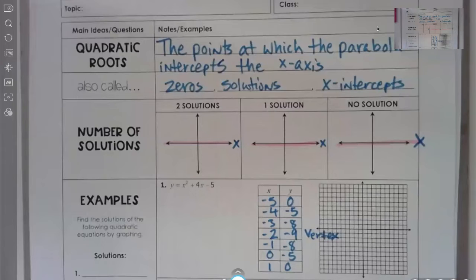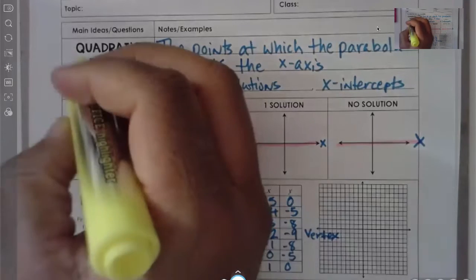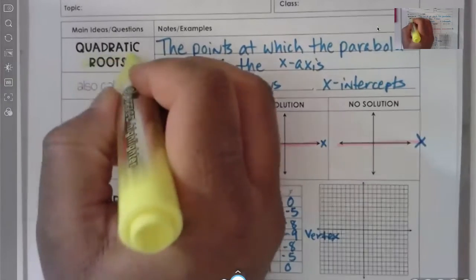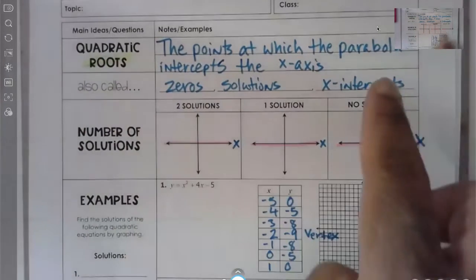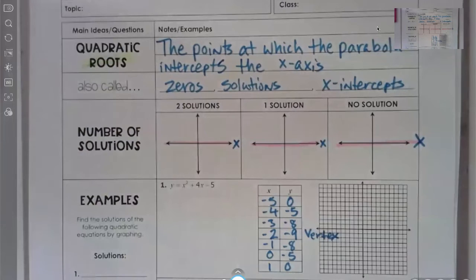So if I take a look, our topic today is dealing with quadratic roots. And there are several terms that mean the exact same thing. I listed those terms for you: the zero, solutions, the x-intercepts. So what we're talking about with the quadratic roots are the points at which the parabola intercepts the x-axis.